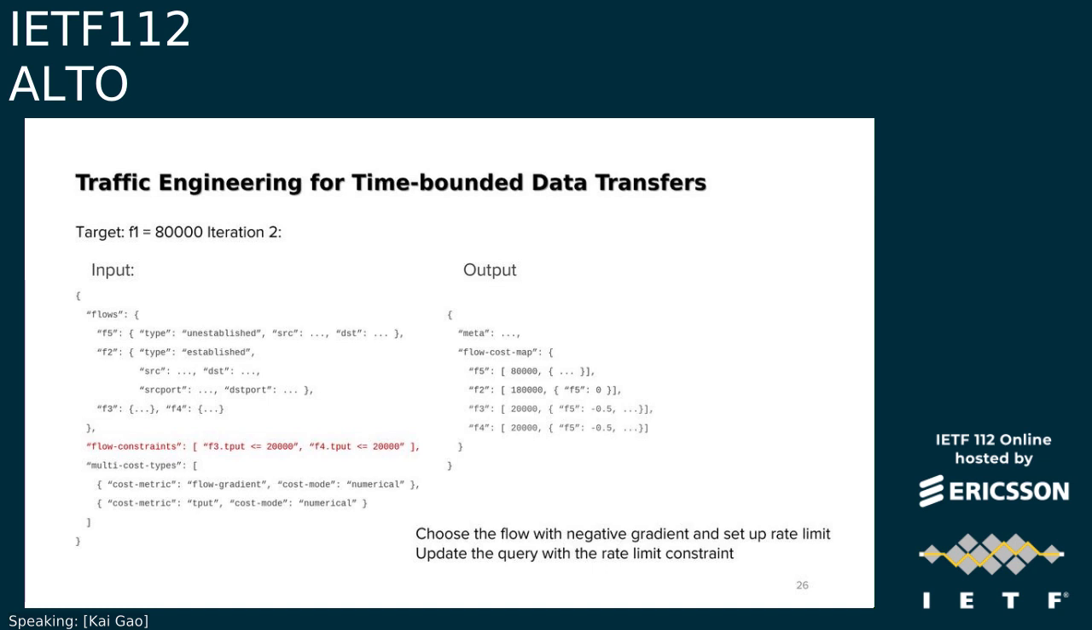And the application can add the rate limit as flow constraints to the flows, and then the ALTO server can predict the new throughput based on the constraints. And basically in this example, the application can get the expected flow rate for its own target flows in two iterations. So next slide, please.